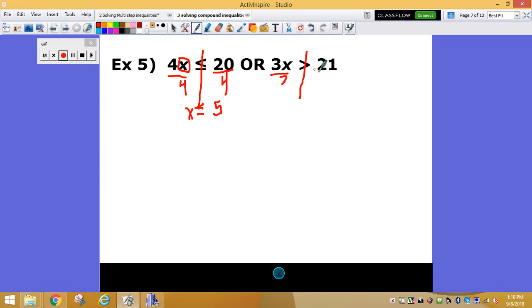I'm going to divide by 3. Divide by 3. 21 divided by 3 is 7. Whoops, I should not have put this line under it.